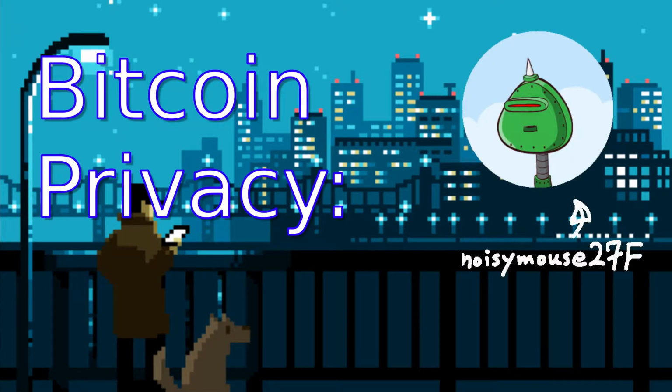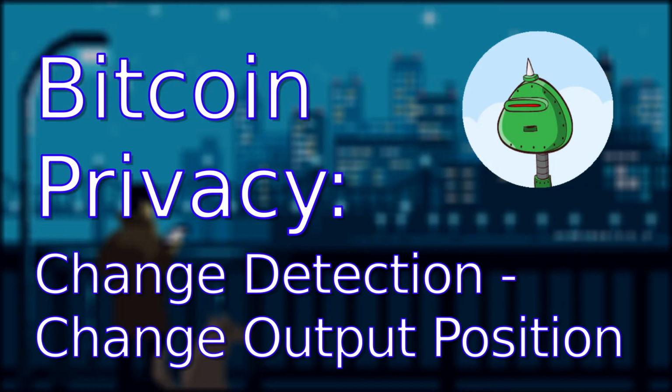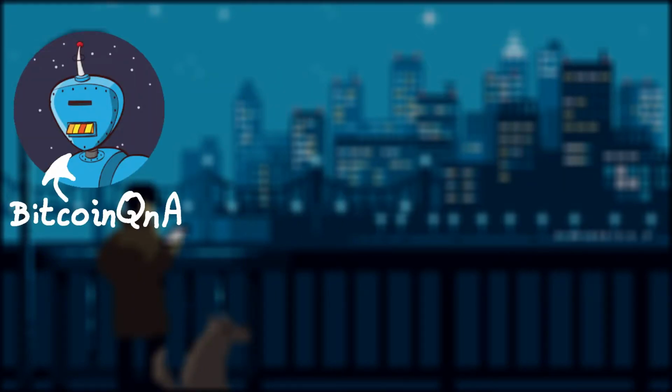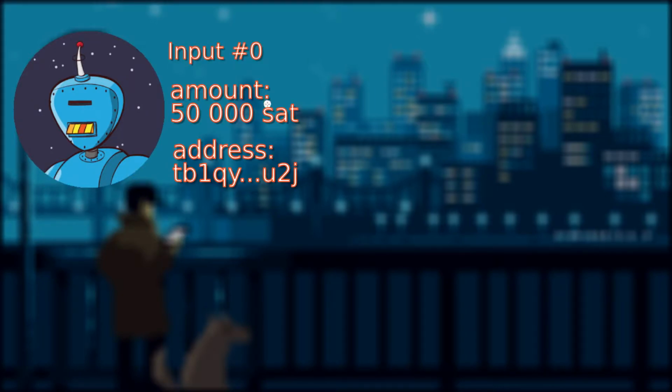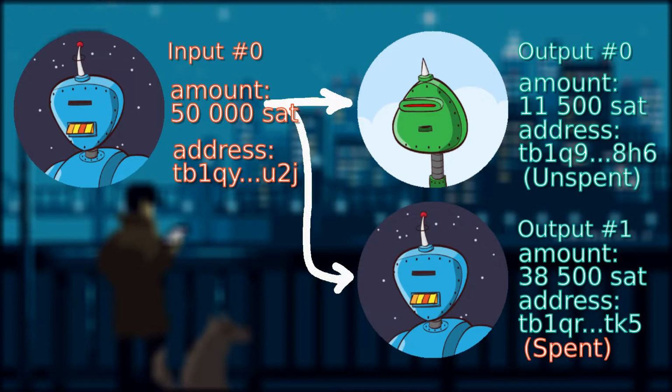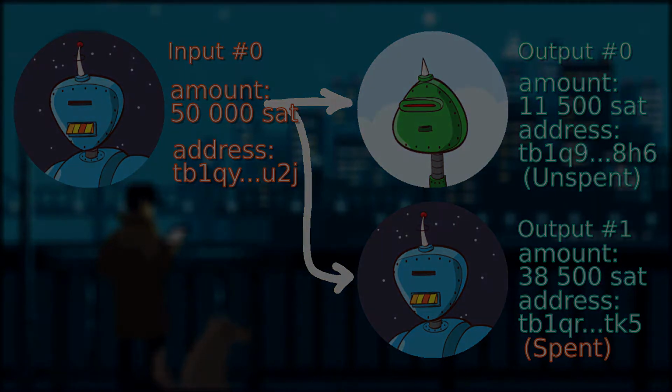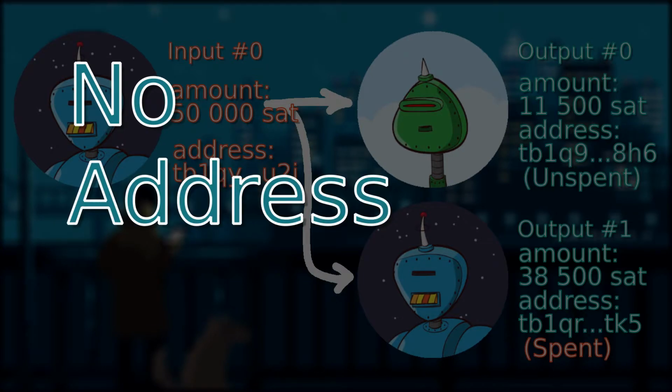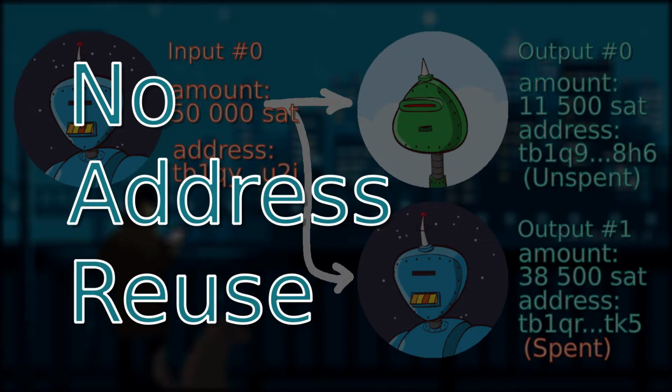In this video, we'll be looking into the importance of change output precision. Before we dive straight into the topic itself, let's start with our previous example, where Bitcoin Q&A takes his 50k sat UTXO, uses 11,500 sat as payment to me, and the remaining as change output back to himself on a different address. By using a different address for every transaction, an outside observer will have a harder time identifying the entities in those transactions.